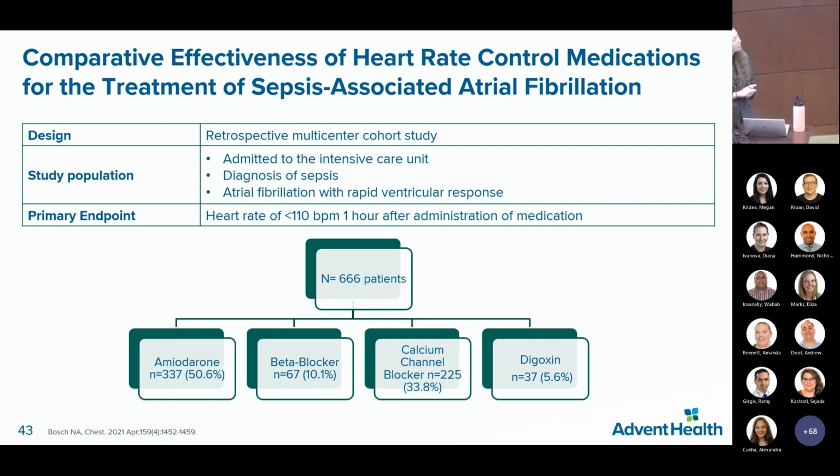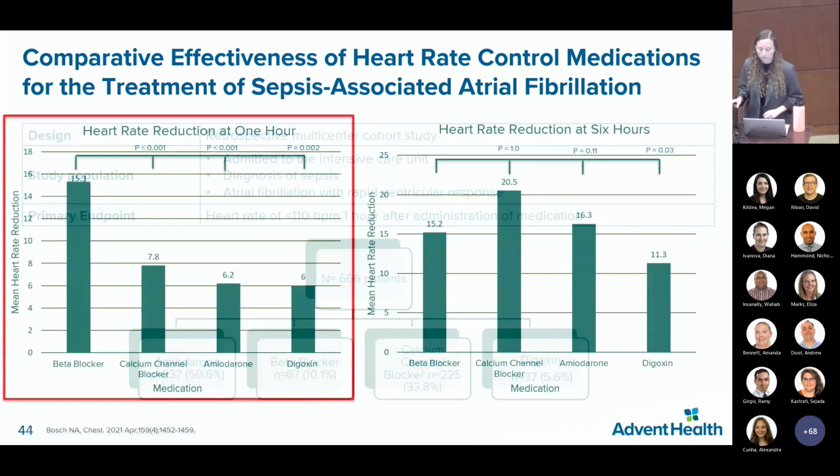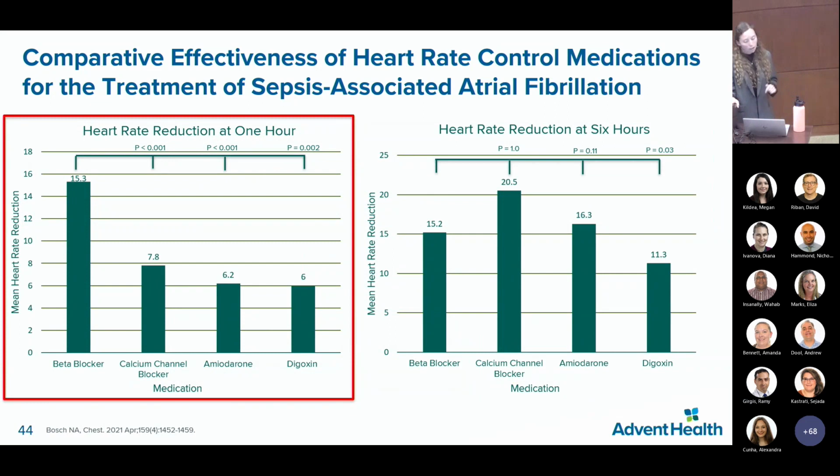A total of 666 patients were included, and half of those patients received amiodarone, while only around 10% initially received beta blockers. At baseline, patients who were treated with amiodarone had lower mean arterial pressures and higher severity of illness compared to the other treatment groups. Looking at the mean heart rate reduction, you can see that beta blockers had a significantly greater reduction in heart rate compared to all the other agents that were assessed.